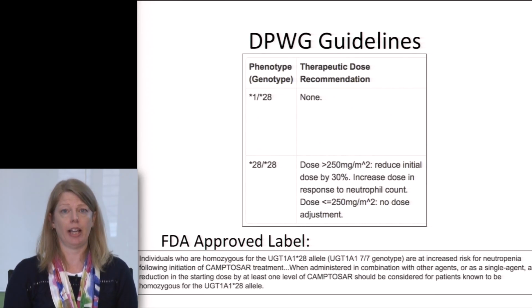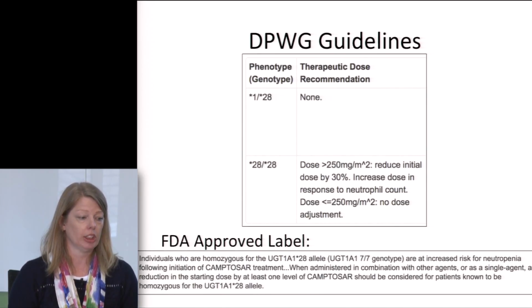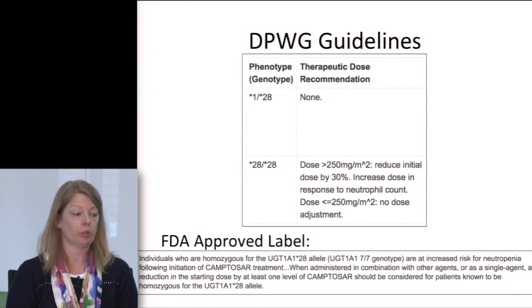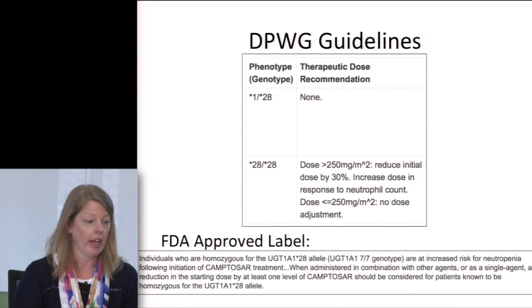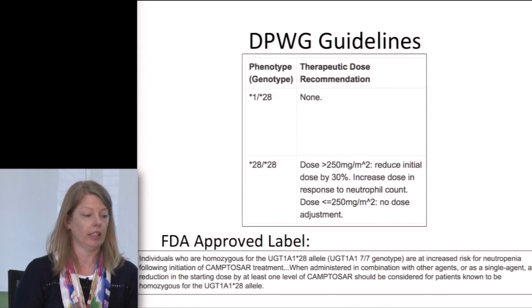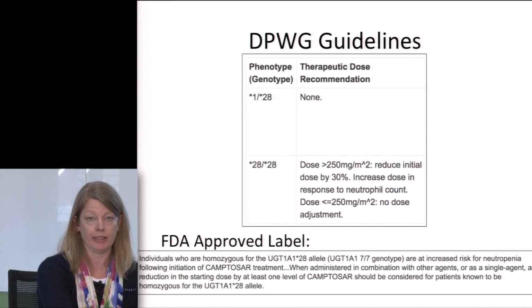This is mentioned on the FDA-approved label for irinotecan as well. They do mention that people who are homozygous are at increased risk for some side effects like neutropenia, diarrhea, and so forth. They say that if a person is known to be homozygous for the star 28 allele, to reduce the starting dose. Again, though, they make no recommendation for preemptive genotyping.